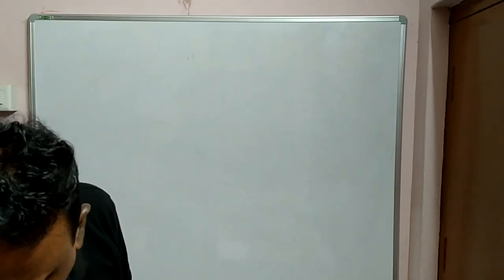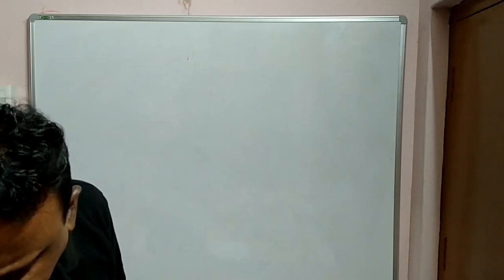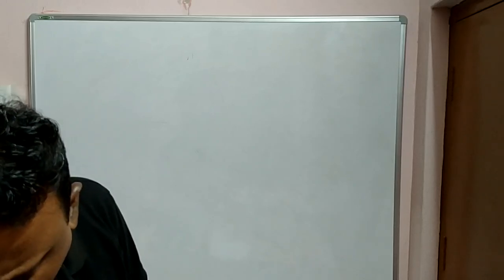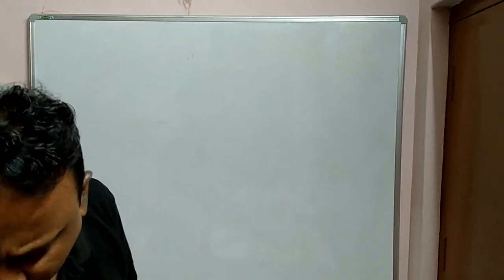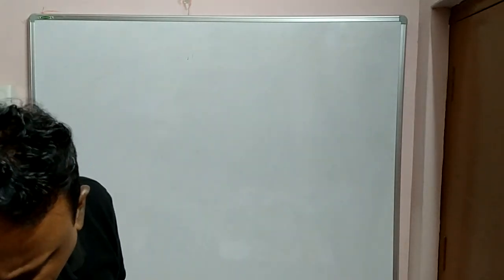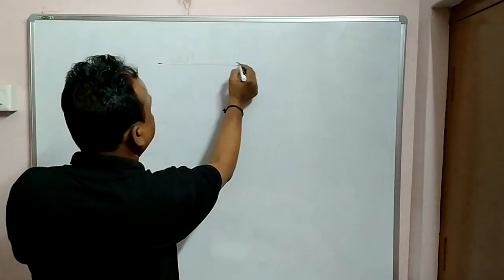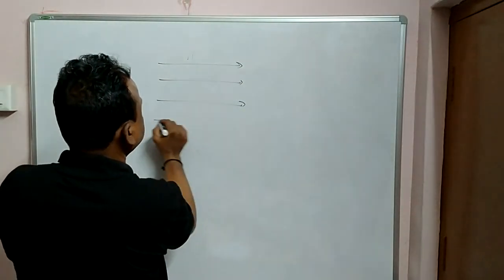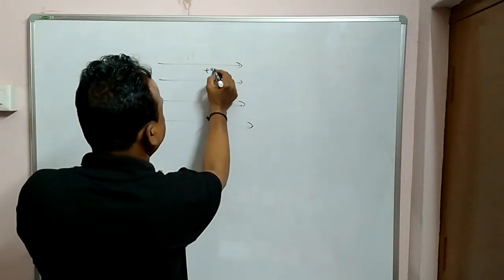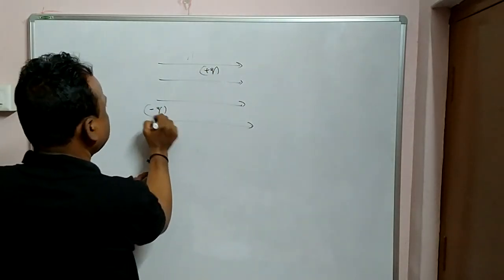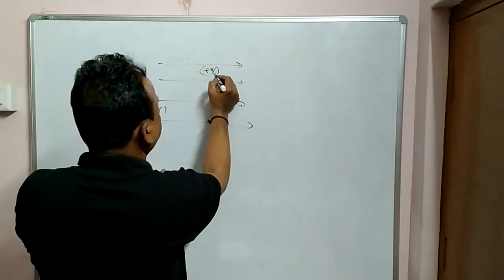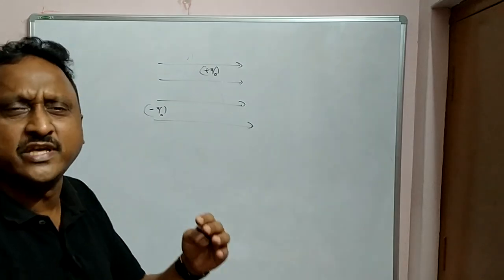Now we are left with the force acting on a charged particle. We all know what the force acting on a charged particle is. For example, this is the field. Suppose here there is a plus charge and here a minus charge. One is a plus charge, the other a minus charge. Q0 is the test charge.